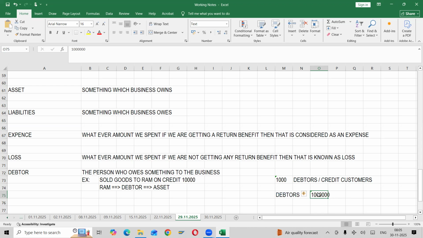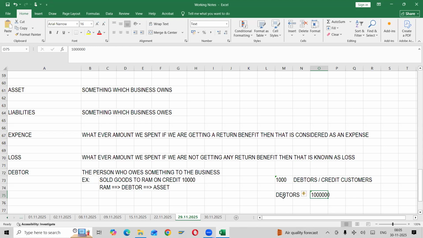Only from one debtor or a number of debtors? From 10 lakhs of rupees, do I need to receive from one debtor or a number of debtors? When we mention debtor, it is one. It's simple. If I say 10 lakhs, do I need to receive this 10 lakhs from one debtor or a number of debtors? Number of debtors.